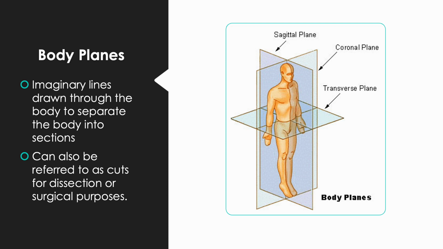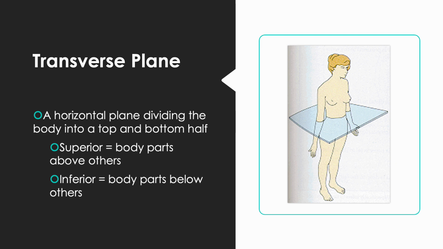So these can also be referred to as cuts or dissections for surgical purposes. These are usually used for imaging and surgery. We don't go see a patient in the hospital and say, oh, we're going to do a transverse cut on them and see what's going on. Usually it's for imaging and stuff like that. So the first type of plane we're going to talk about is the transverse plane.